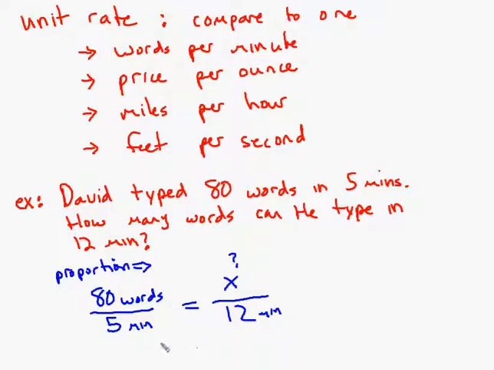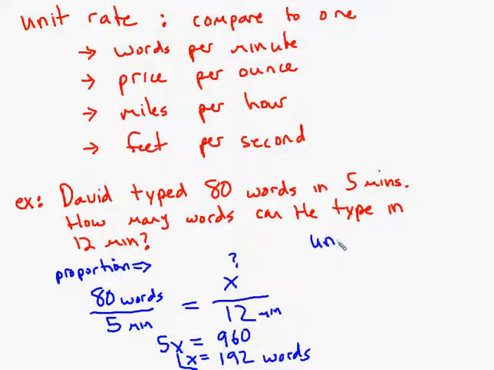And then you can see with this setup, what should we do? We should cross multiply. So we get 5x equals, what's 80 times 12 from your calculator? 960. And then we divide by 5, and what do we get? 192. So he does 192 words. Now that's one way to do it. Any questions on how to do it with a proportion?